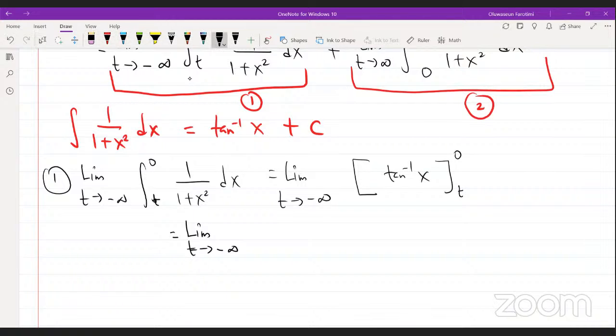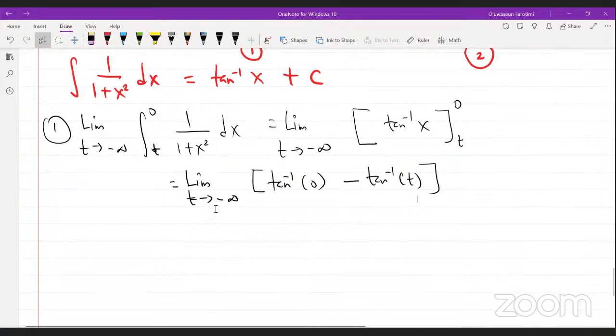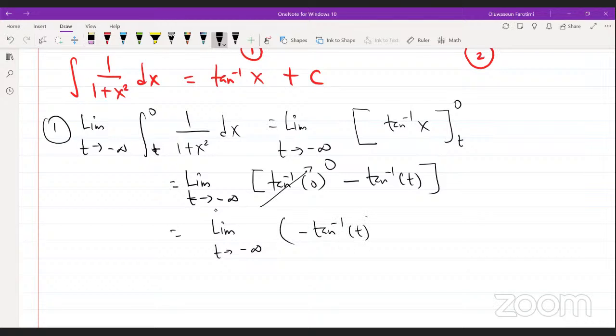So that means I have the limit as t goes to negative infinity. Okay, so you have to plug in the top and the bottom. Tan inverse of 0 minus tan inverse of t. What is the arctan of 0, guys? The arctan of 0 is just 0, right? Okay, so that way, I'm left with limit as t goes to negative infinity of negative arctan t.